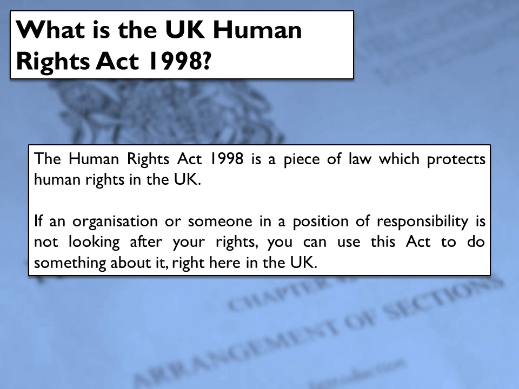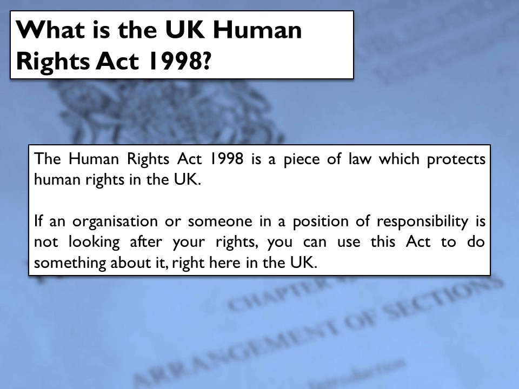Okay, so what is the Human Rights Act 1998? First, let's go over that. Well, it's a piece of law which protects human rights in the UK. The government has to keep these rights in mind when they come up with any new laws or new public services. So for example, if they're coming up with a new law, they couldn't go against the rights that are contained within this piece of legislation.